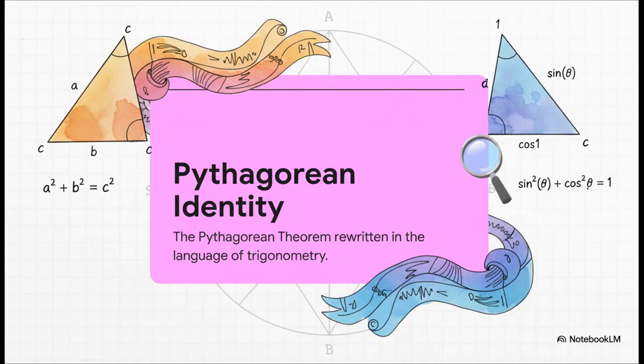And here is the key idea. A Pythagorean identity is really just the Pythagorean theorem, translated. That's it. So instead of side lengths a, b, and c, we're going to use trig functions, like sine and cosine. It's the same core concept, just spoken in a different language.